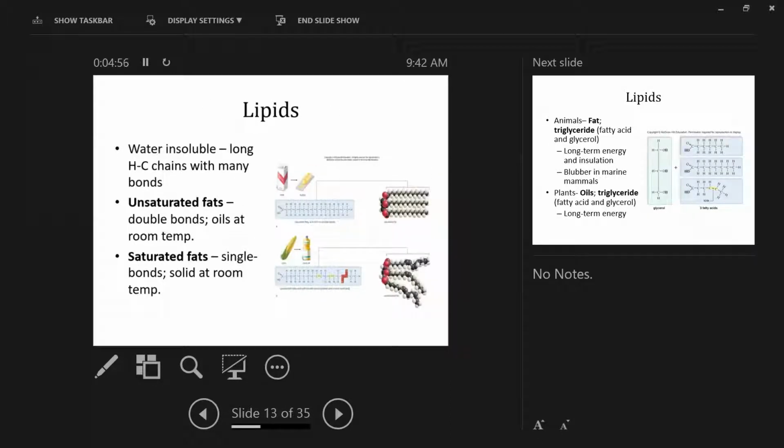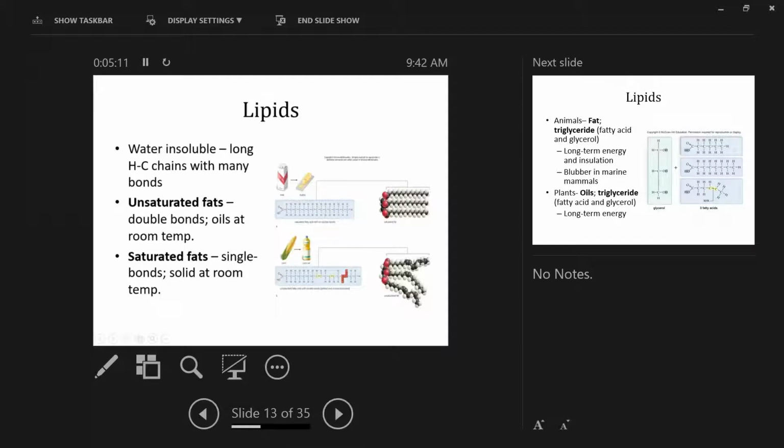That takes us to lipids. Lipids are long chains of hydrogen and carbon. There are 2 main types. We call our lipids fats. That's sort of the colloquial term. There could be unsaturated fats, or saturated fats.